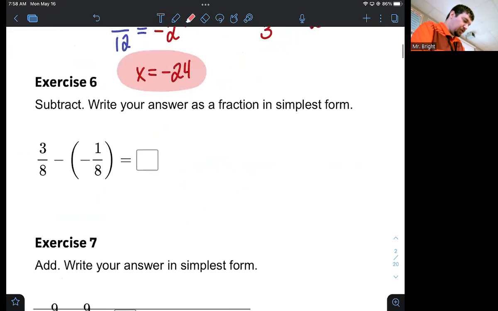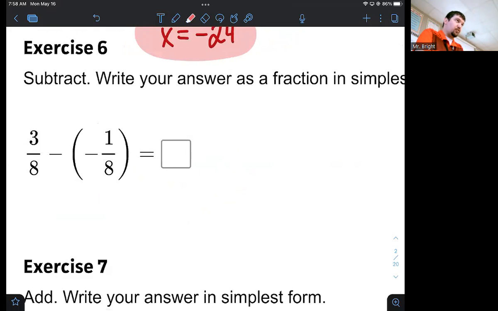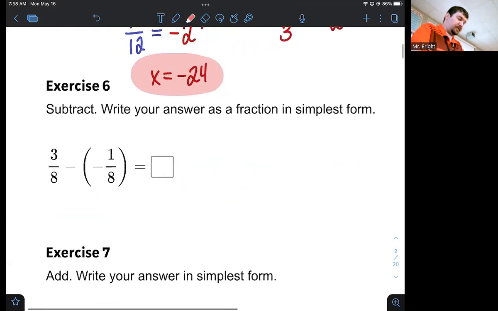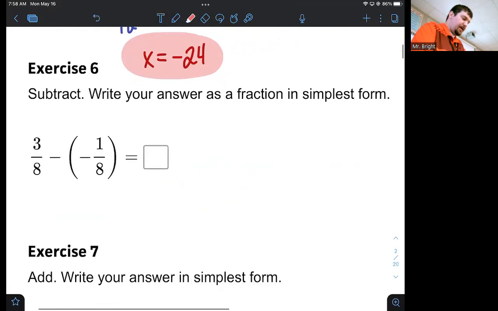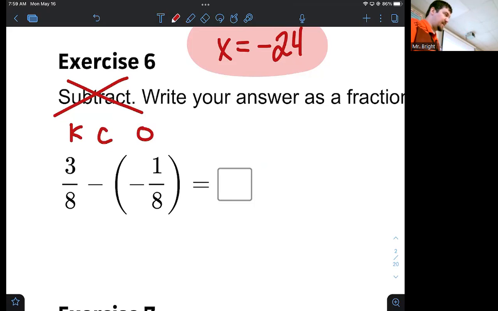Number 6, now we're into subtracting fractions here, our fractions chapter, which was chapter 2, I believe. It says subtract, write your answer as a fraction in simplest form, and that just means we need to make sure it's reduced. So subtract, no, I don't want to subtract. I want to add. How can I rewrite this so that I'm adding instead of subtracting? Georgia? Keep change opposite. That's exactly right. Keep change opposite. And Georgia, what would that say if I use keep change opposite? That's exactly right. And that looks a lot better than what I was just working with.